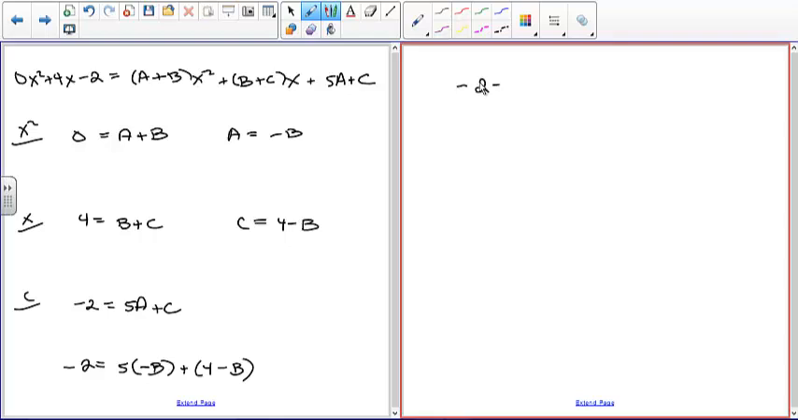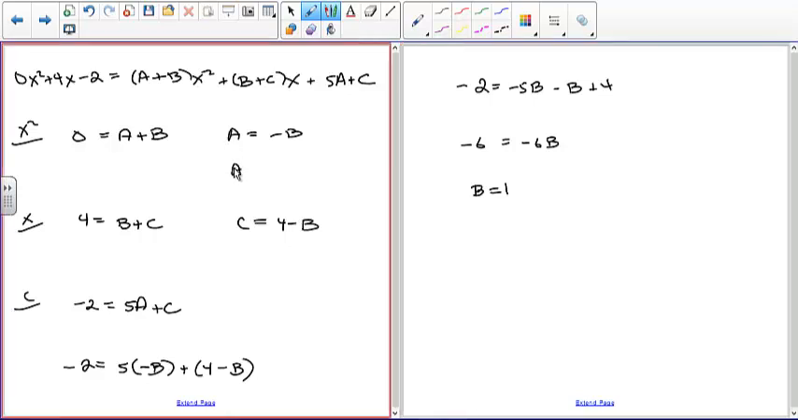So let's multiply everything out. So you get negative 2 is equal to negative 5b minus b from here, plus 4. Subtract 4 from both sides, you get negative 6 is equal to negative 6b, b is equal to 1. That was convenient. Okay, and then once you have b solved for, you can go back here and find a is equal to negative 1, negative b, and c is equal to 4 minus b, which is equal to 3. So that was very convenient.